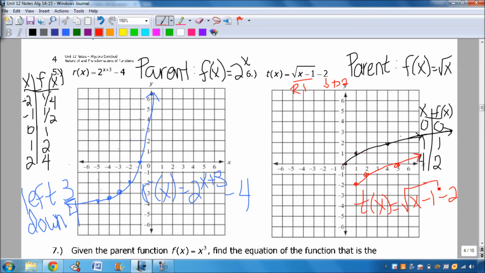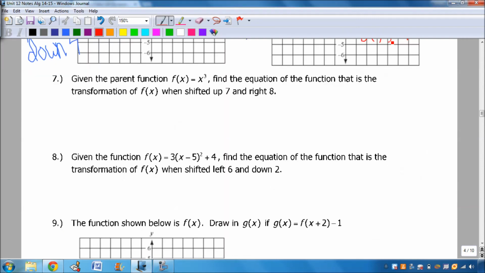Okay, erase your parent function right here, and then we should be good to go for that question. All right, guys, hang in there.